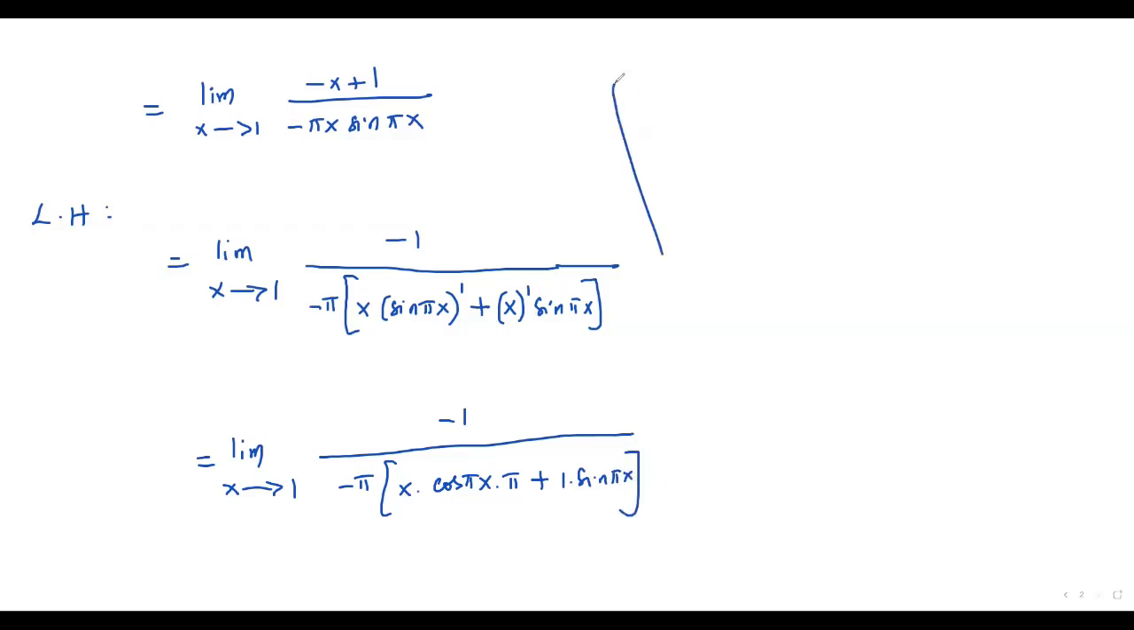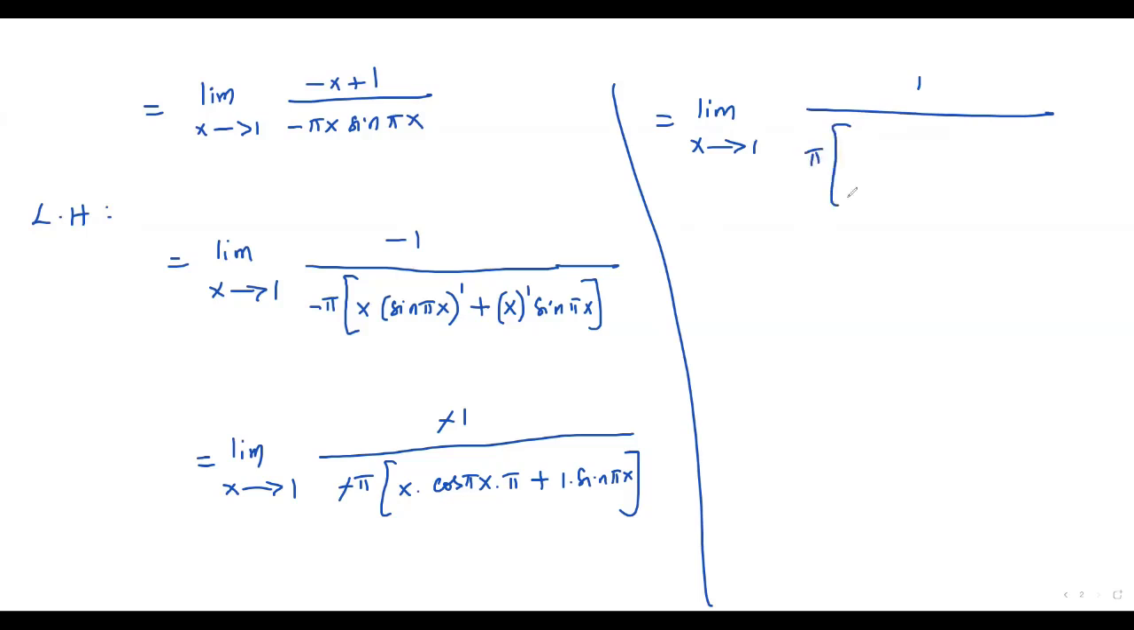Let me continue over here. We get limit x approaches 1, and here we can cancel the negative sign with the negative sign. Then I'm getting 1 over pi times, and we can write this pi in front of this x, so I'm getting pi times x times cosine pi x. Please remember, this is a variable x, it's not multiplication. Positive 1 times sine pi x is sine pi x. So I think that's all the simplification we can do over here.